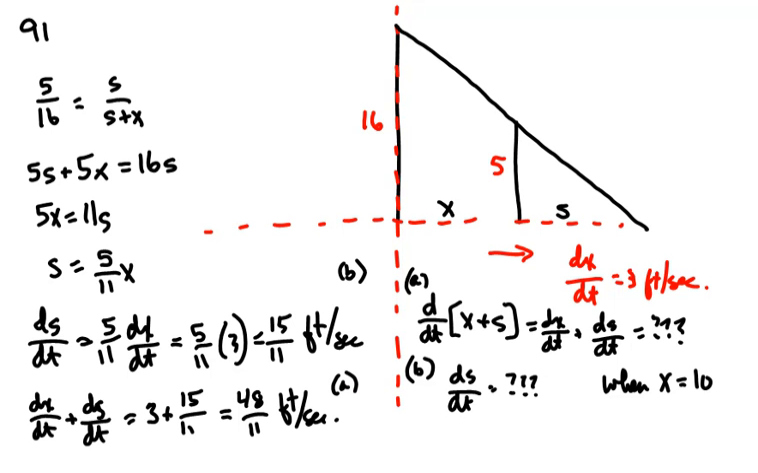That is the rate at which the tip of the shadow is moving, as opposed to the rate at which the shadow is changing length. So that is problem number 91. And the answer then, for that one, is D. Okay, so that should do it.